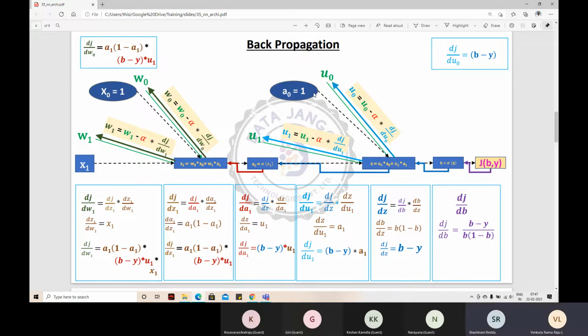Got it? So for every layer there is a different slope. It tries to have the least slope at every layer.